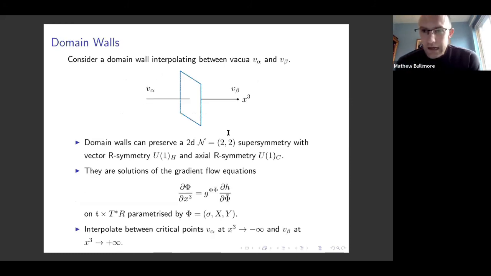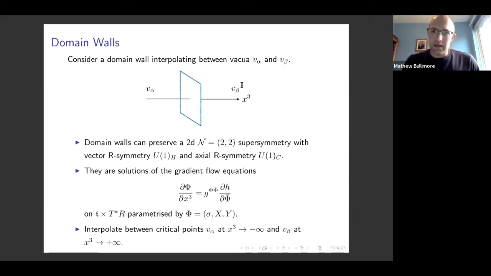Okay, so let me try to describe that. I'd like to think about a configuration where you have, say, one massive vacuum at plus infinity, call it beta, and one massive vacuum at minus infinity, call it alpha. And then for that configuration to be consistent, there ought to be a domain wall. So this is just a wall that separates two phases of the theory. On the right, we have a massive vacuum beta, and on the left, we have a massive vacuum alpha.